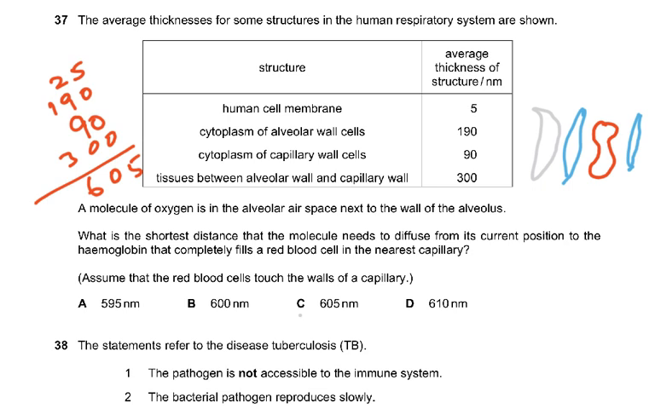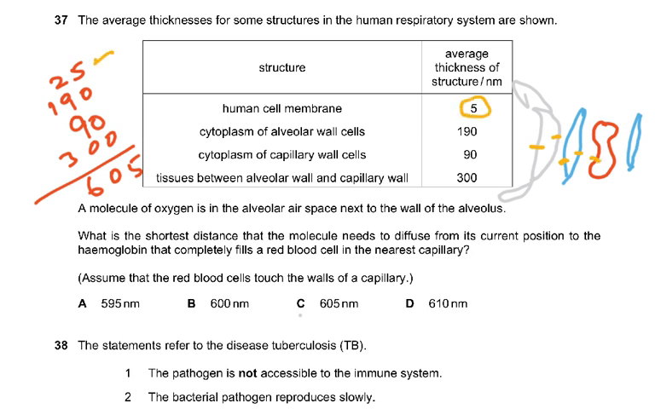Question number 37. The average thickness for some structures of the human respiratory system are shown. Structure: human cell membrane 5 nanometers, cytoplasm of alveolar wall cells 190, cytoplasm of capillary wall cell 90, and tissue between alveolar wall and capillary wall. So I've shown you this as the alveoli. There are 5 cell membranes that it is going to cross. One is this cell membrane, then this cell membrane. This is the capillary wall cell, the endothelium, and this is one, and then this, and then the fifth one is this. So 5 5s are 25.